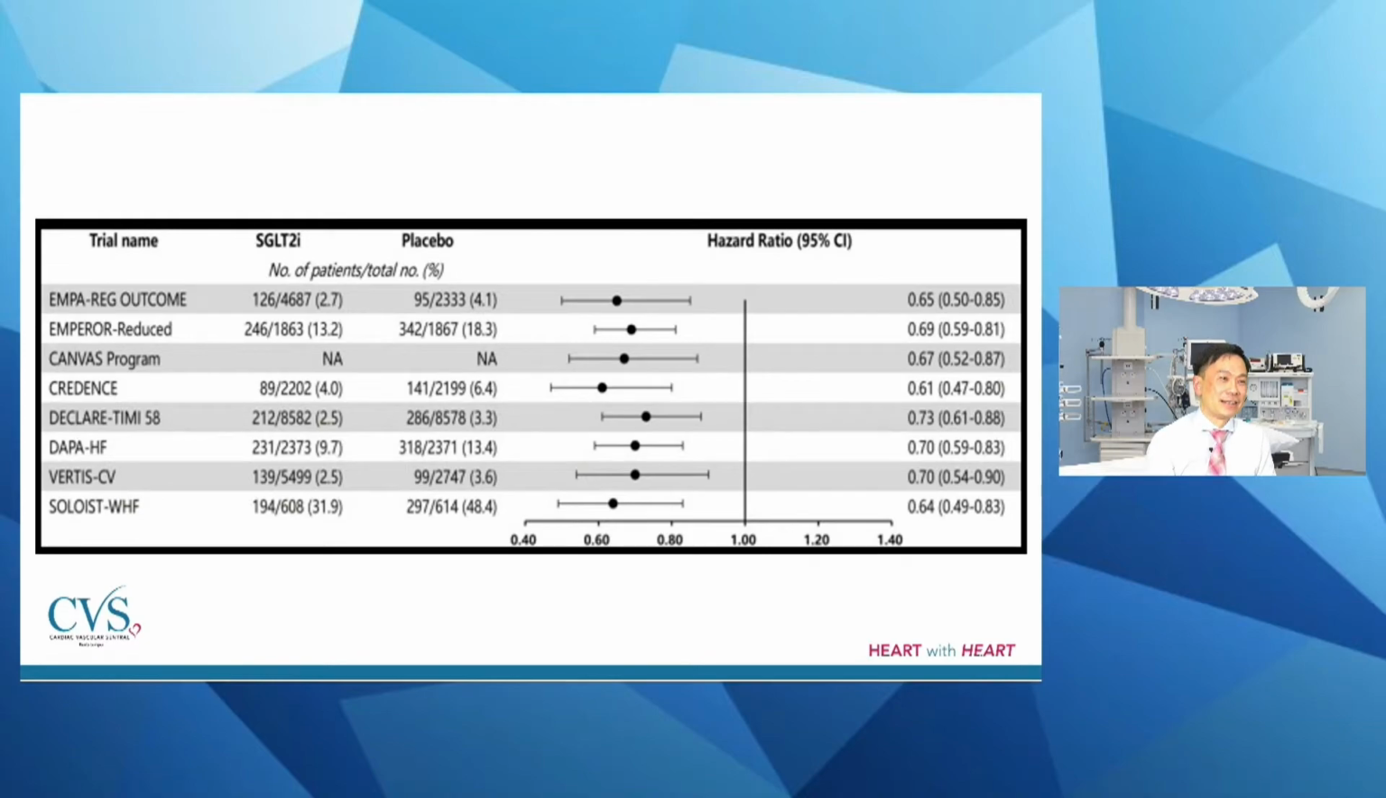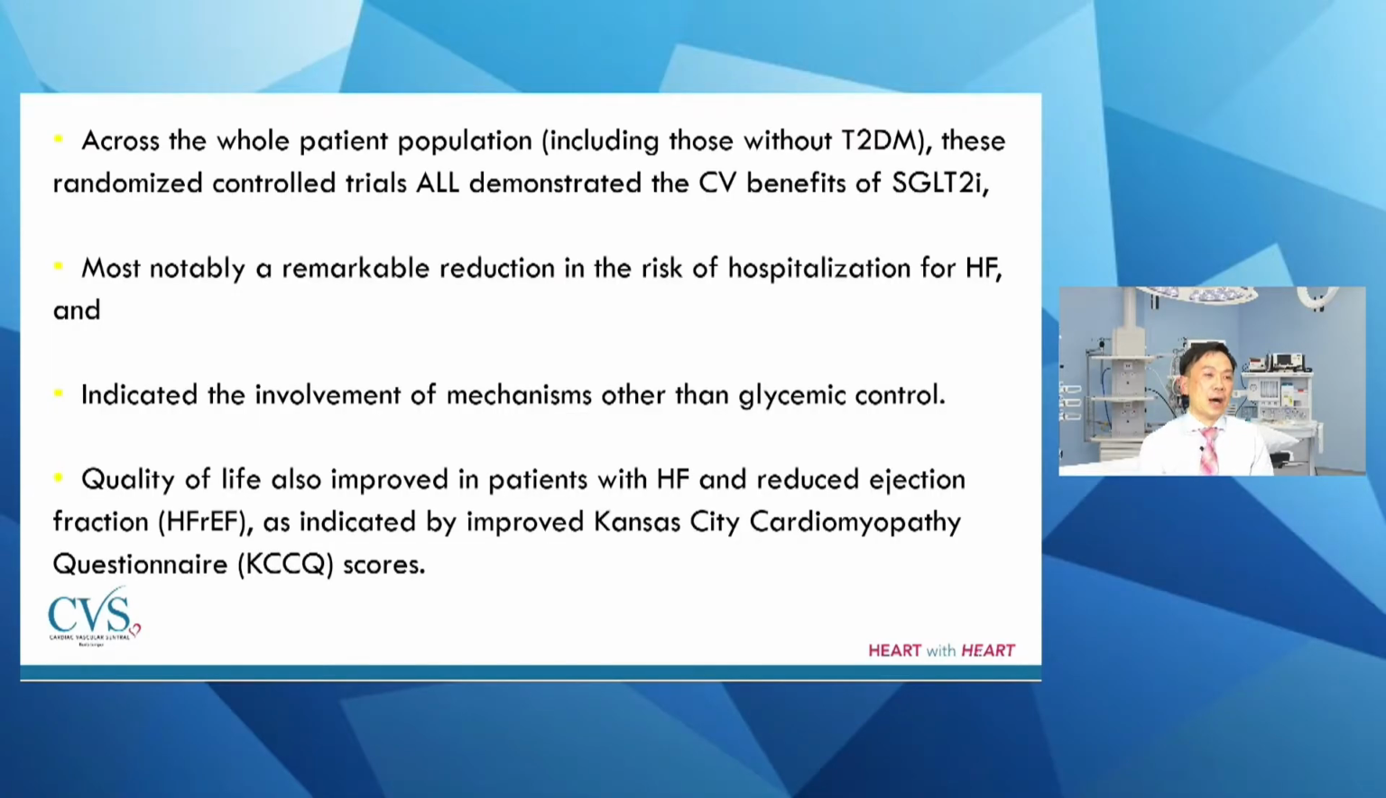So here are the trials. There are 8 trials mentioned down here, and please note, they are all to the left of the forest plot line in terms of cardiovascular benefits, in terms of macrovascular adverse reactions, and hospitalization for heart failure. What is important from the previous slide is that across the whole patient population, whether with type 2 diabetes or without, all these trials of SGLT2 agents demonstrated cardiovascular benefits.